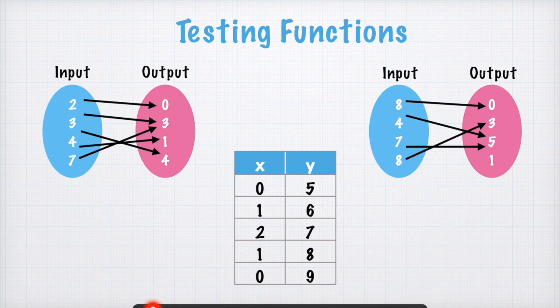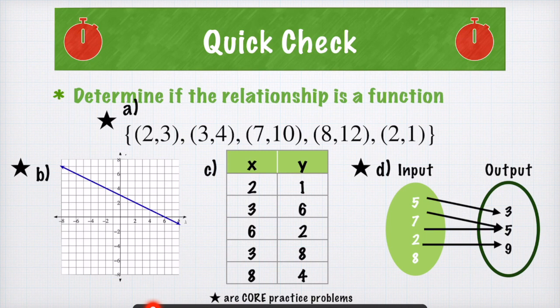Here, let's see what's wrong with this one. It might be okay. 8 goes to 0, fine. 4 goes to 5, fine. 7 goes to 7, fine. 8 goes to 3, that's fine. There is an extra output here, but it doesn't matter because every input has something attached to it. As long as every input has something attached and every input has only one answer, it doesn't matter. Who cares?